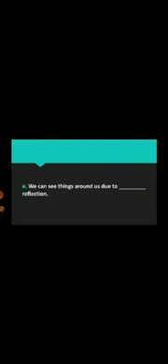Now go to the next question. We can see things around us due to dash reflection. What is the answer, students? You know, if you enter a dark room and switch on the light, you can see everything in the room due to, yes, irregular reflection. So the answer is we can see things around us due to irregular or diffused reflection.